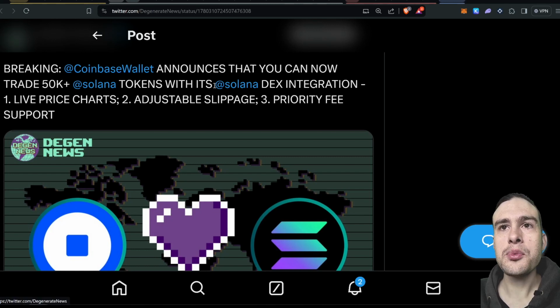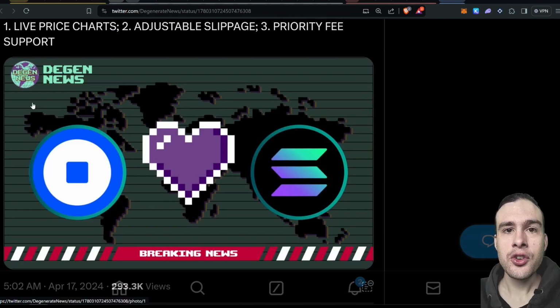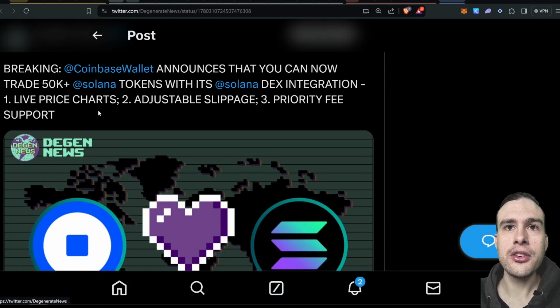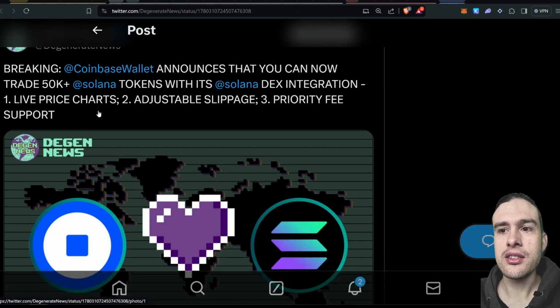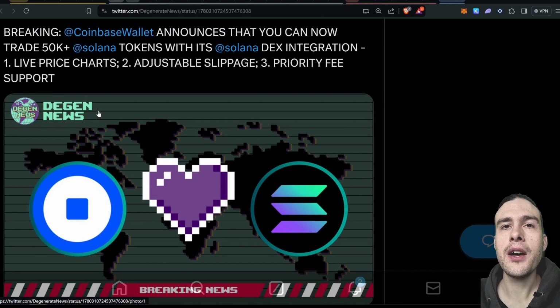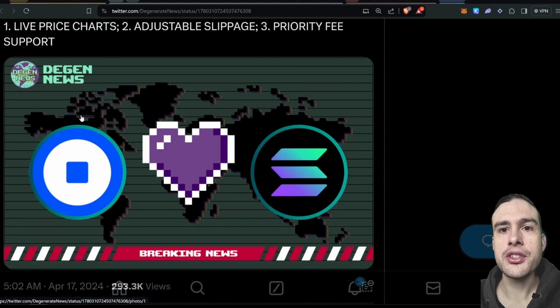So Coinbase Wallet announced that you can now trade 50k plus Solana tokens with its Solana DEX integration. So again, Coinbase is a huge exchange, and a lot of people will be using their wallet because it's sort of easy to use and also easy to find for Coinbase users. Again, one of the biggest centralized exchanges in the world. Quite bullish for Solana, to be honest, quite bullish for Solana.